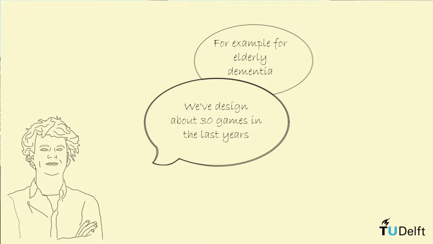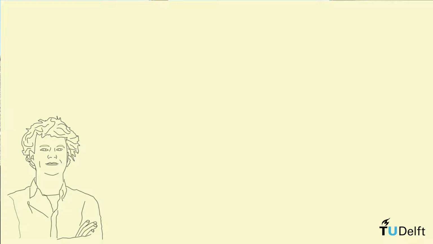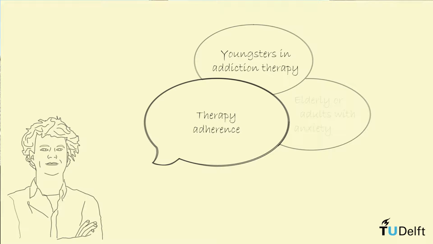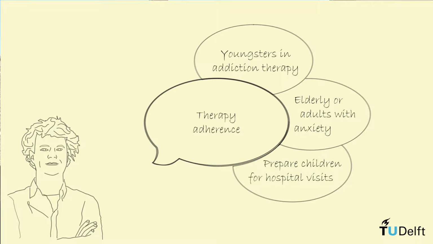Some games were projected, like swimming dolphins, and if you moved your hands, the dolphins would come to your hand. And it was exactly this kind of movement, the physical activity of these elderly people, that was our aim for transfer effect, so that worked. We also made a lot of games on therapy adherence, for instance, youngsters in addiction therapy, or elderly or adults with anxiety problems. We made games to prepare children for hospital visits. So on all kinds of transfer effect, we developed some games.